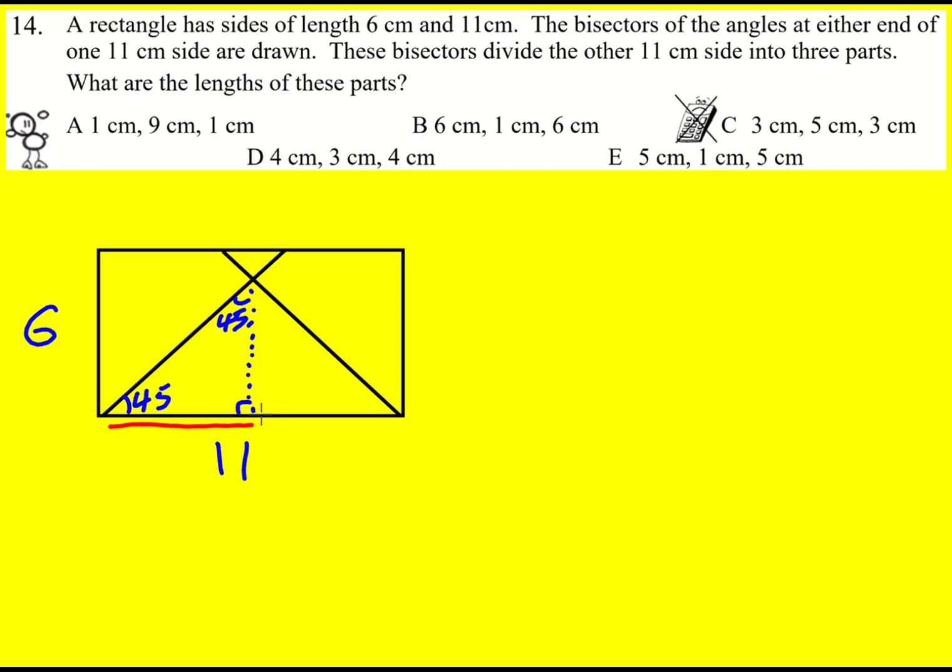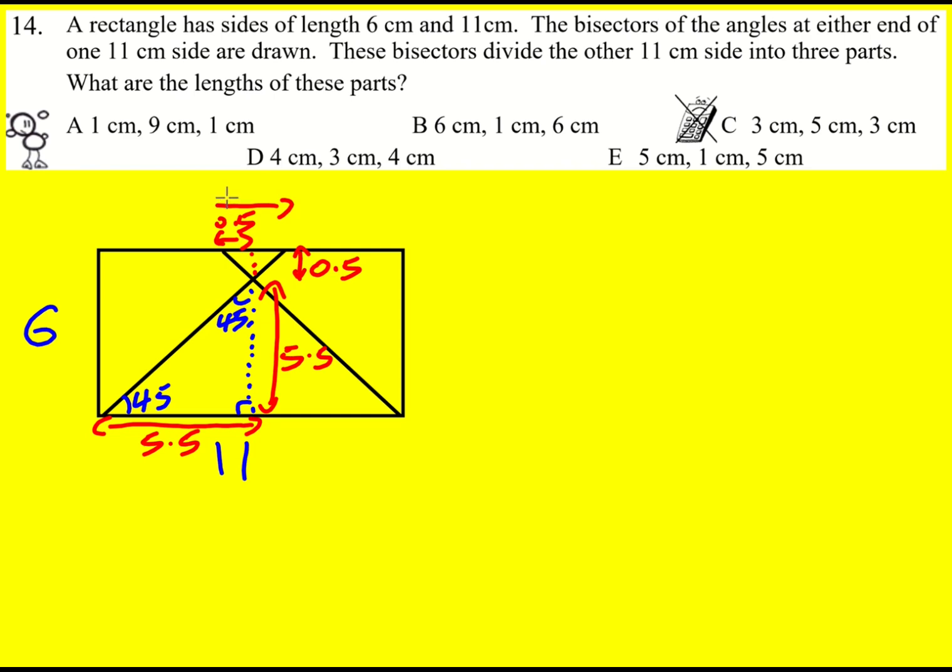Now, there's symmetry involved, so this must be half of 11. It's going to be 5.5, which means that this is also 5.5 because it's a 45-degree isosceles triangle. And therefore, let me split this into two. This is going to be 0.5 because the whole length is 5.5. Sorry, let me stick with the length on the left. This little length is going to be 0.5.